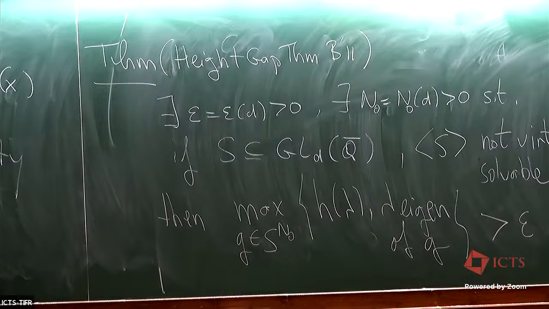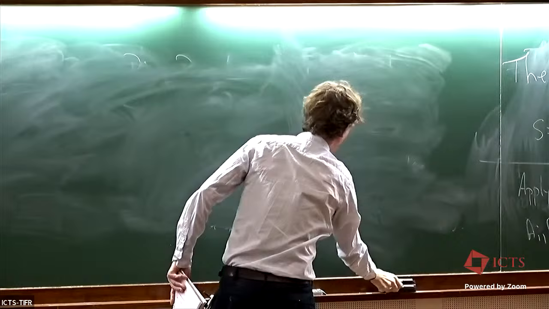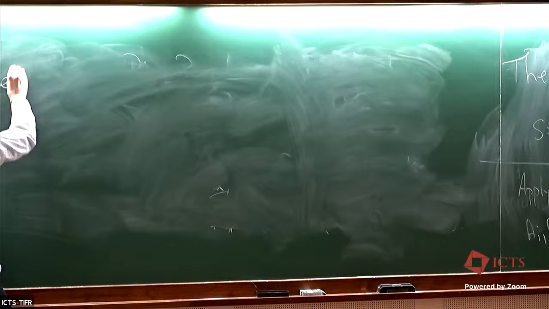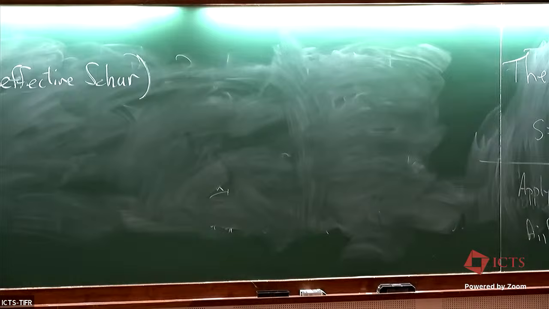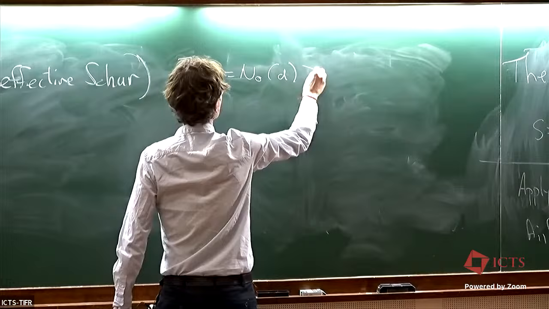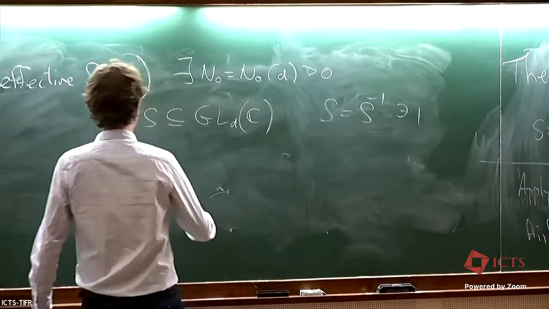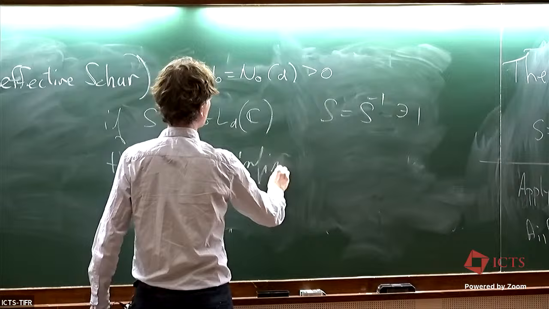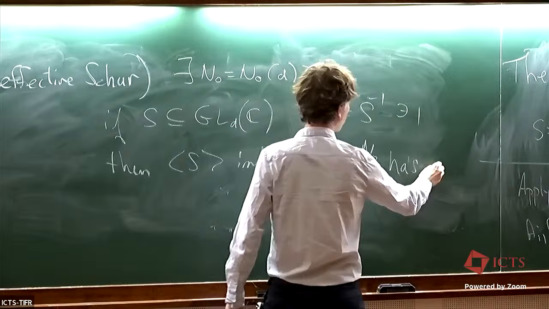In fact, this proves the following corollary, which I call the uniform Schur theorem. You know, Schur proved in the early 20th century that if you have a finitely generated linear group, then if it's infinite, it has an element of infinite order. But more is true. There is N depending only on D, such that if S belongs to GL_D(C), S here is just any finite set containing the identity, then the fact that the group is infinite already implies that you can find an element of infinite order expressible as a short word.